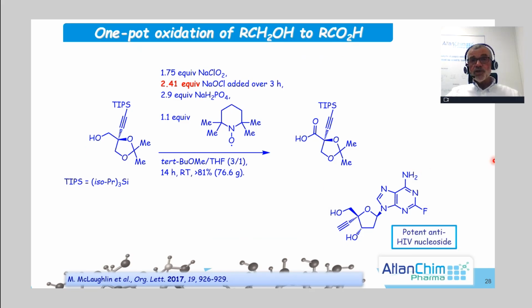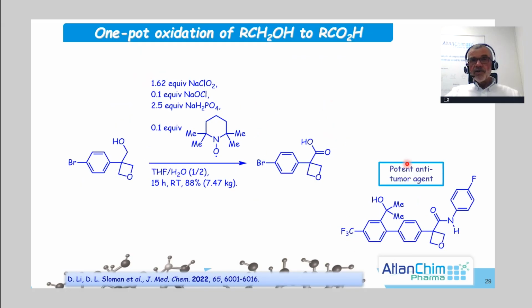In the enantioselective synthesis of this potent anti-HIV nucleoside, this alcohol here was oxidized to the corresponding carboxylic acid using a one-pot sodium hypochlorite TEMPO Pinnick oxidation. The authors did not comment on the use of a large excess of sodium hypochlorite.